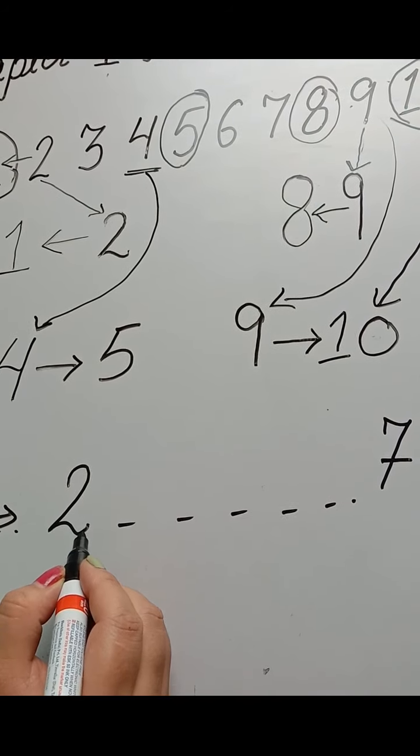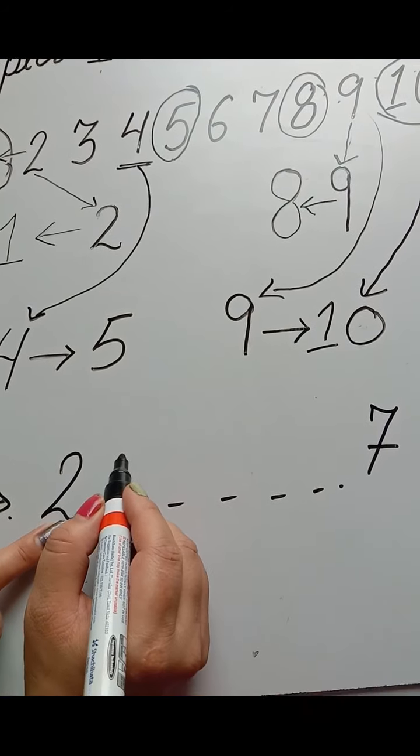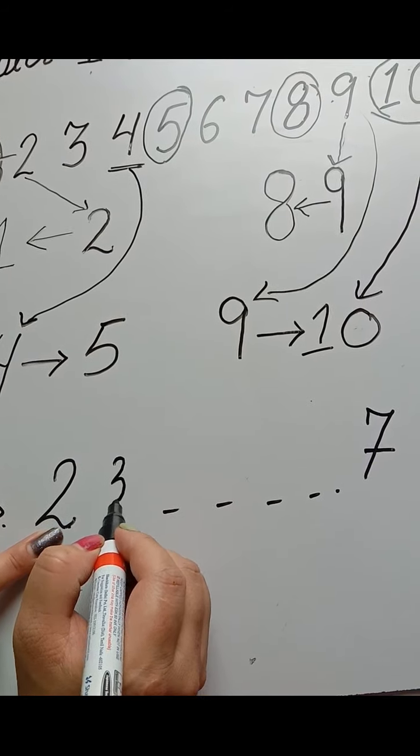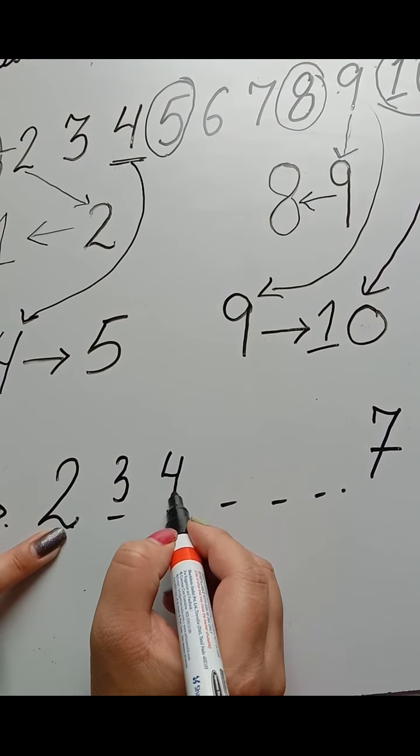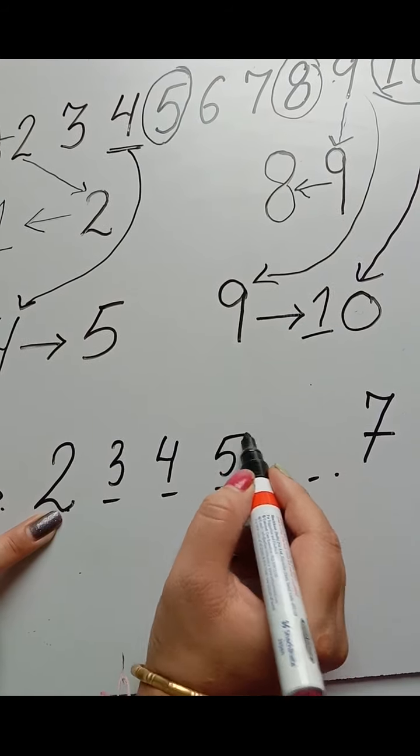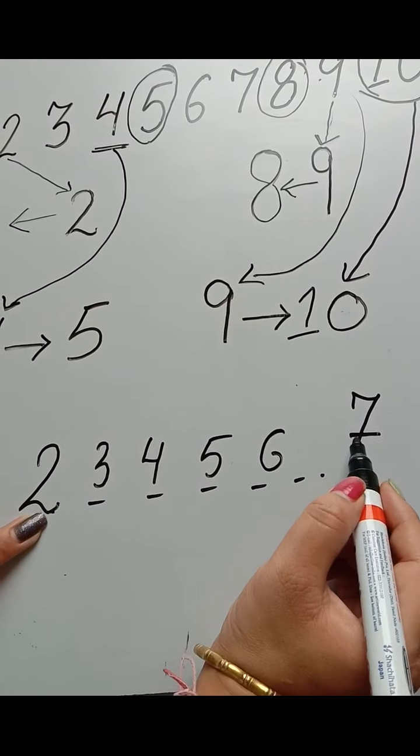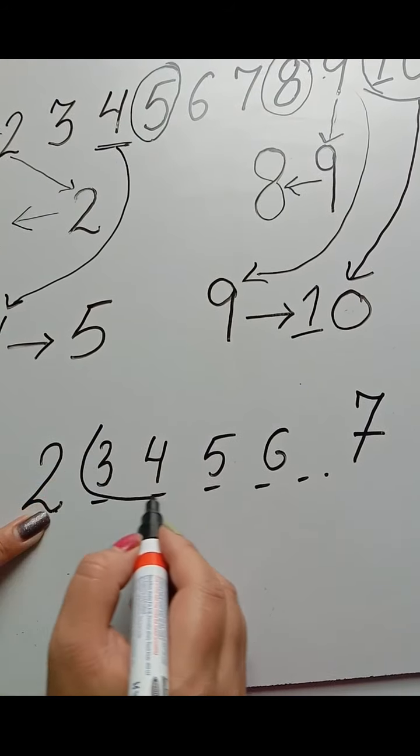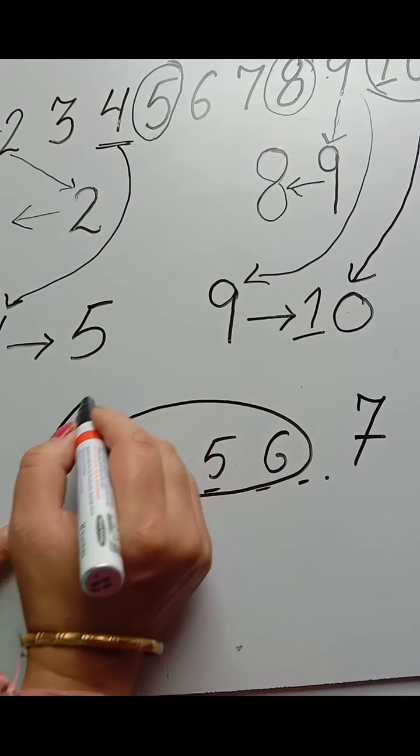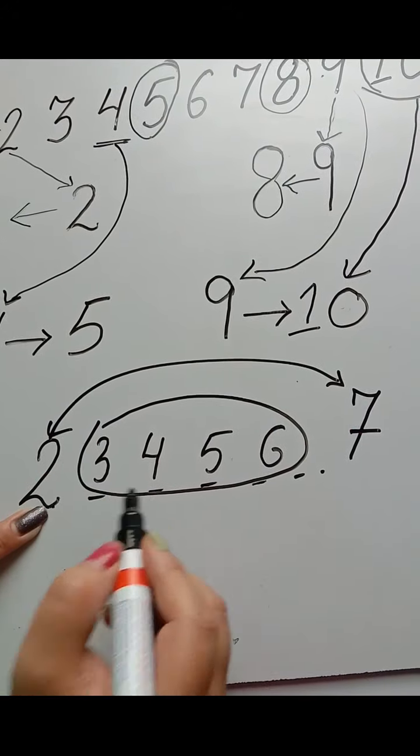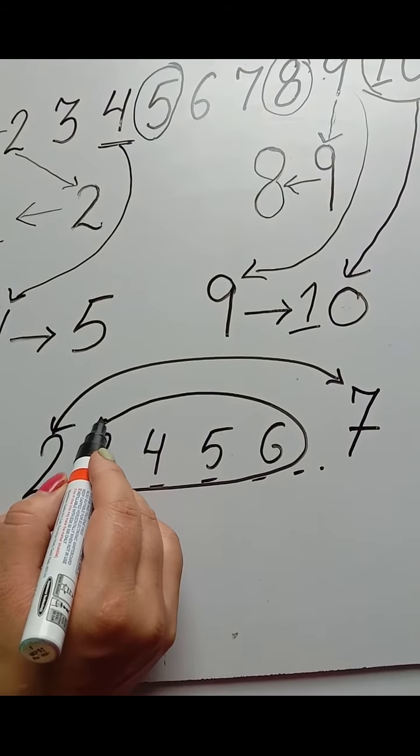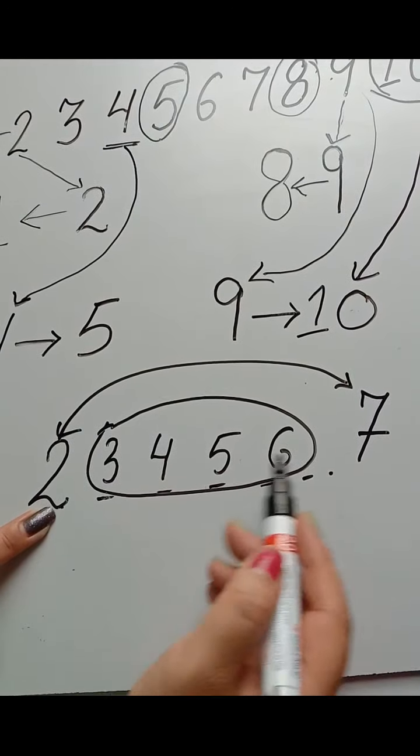So after 2, which number will come? 3, right? After that 4, 5, 6, and then it's 7. So these are the numbers which come between these two numbers. Okay, understood? These are the numbers which come between these two numbers.